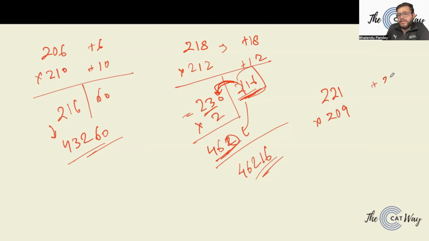Right? So this is plus 21, this is plus 9. 21 into 9 gives you 189, and 221 plus 9 gives you 230. But 230 is in base 200.